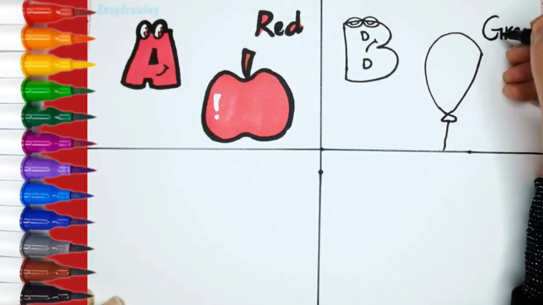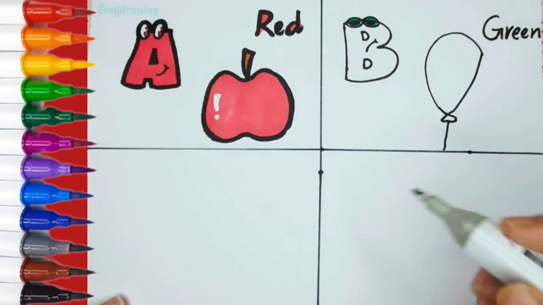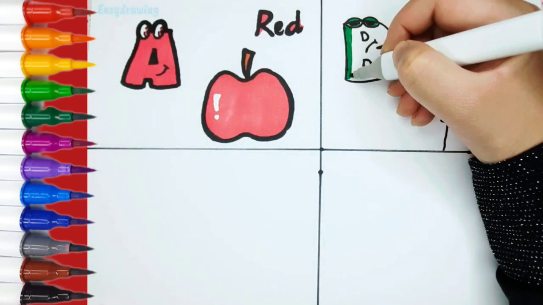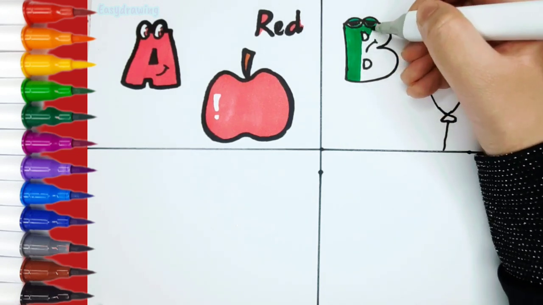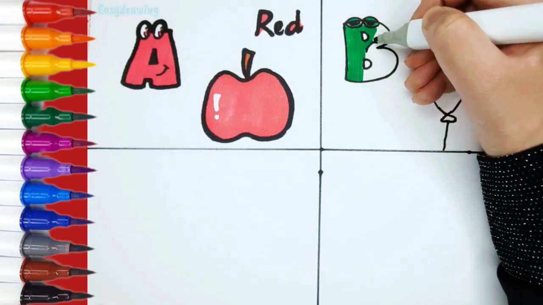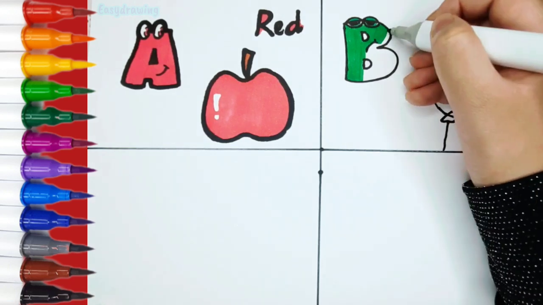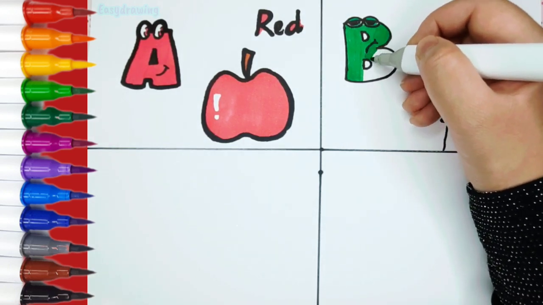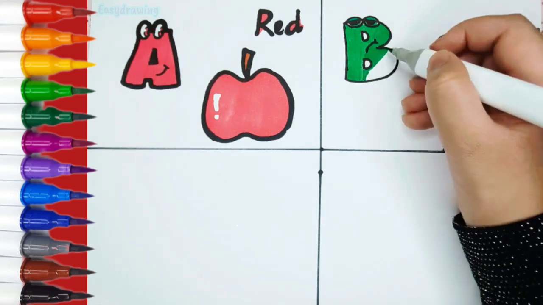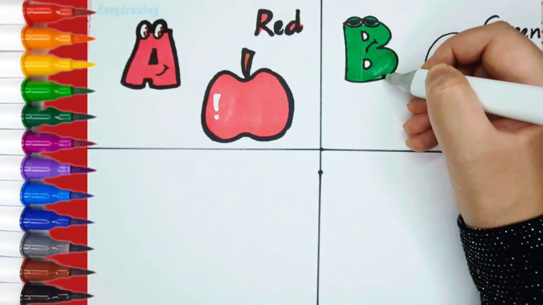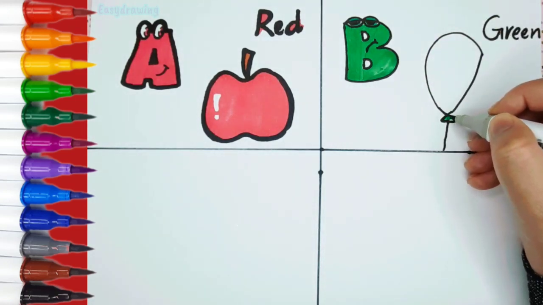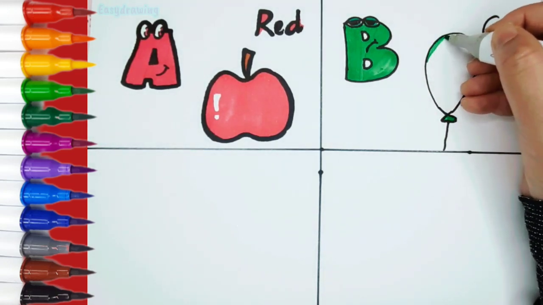G. R. Double E. N. Green. Green. Balloon. Biba balloon. Green balloon. Biba balloon. Green balloon. Biba balloon. Green balloon.